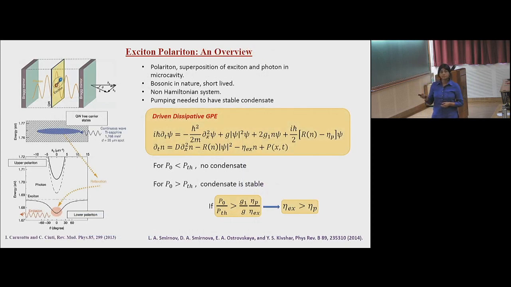Yeah, this is the strength of the pumping we are choosing. P is the general form of pumping. For our case, we have taken a spatially uniform P0 for pumping. Okay.